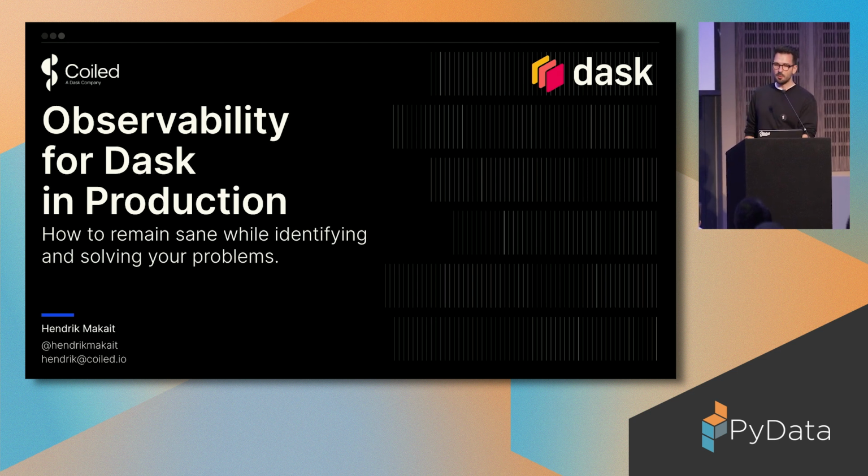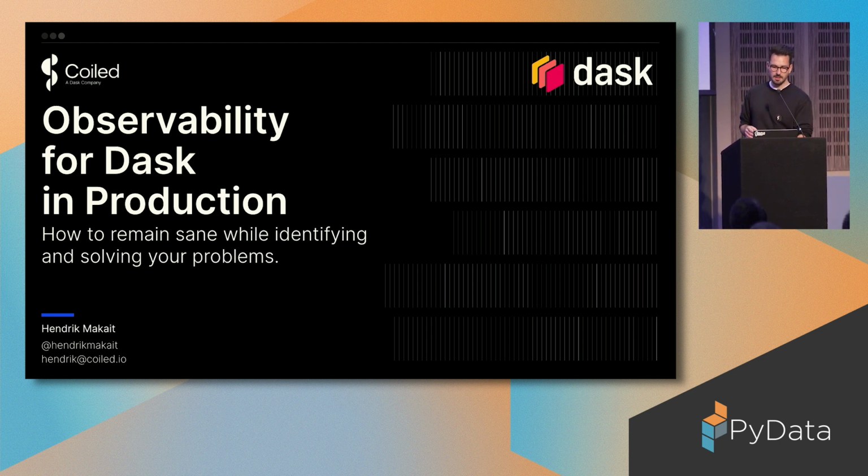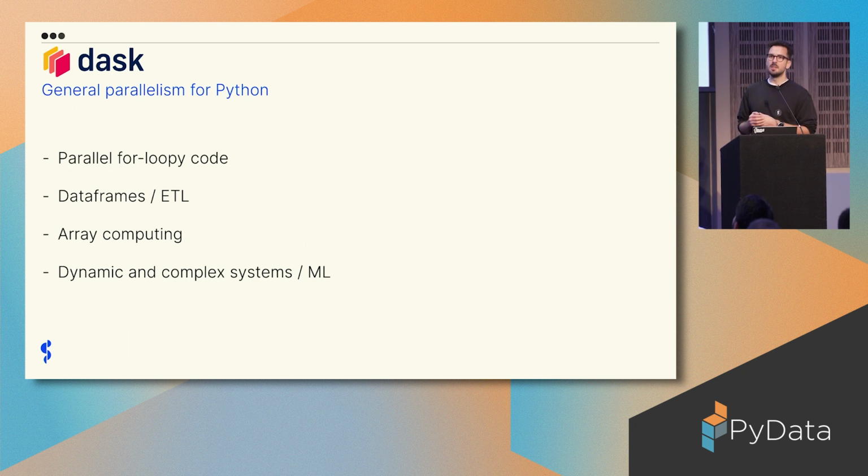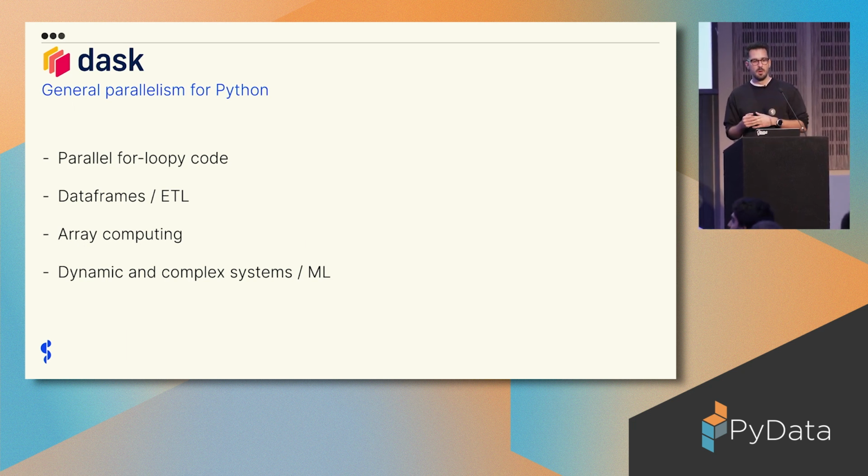So before we dive into observability, let's take a minute to talk about Dask, what Dask is, how it works, and why it's useful. Now, fundamentally, Dask is a library for general purpose parallelism in Python. What that means is that it can take basically any workload you have and parallelize it. It's like multiprocessing, but on steroids.